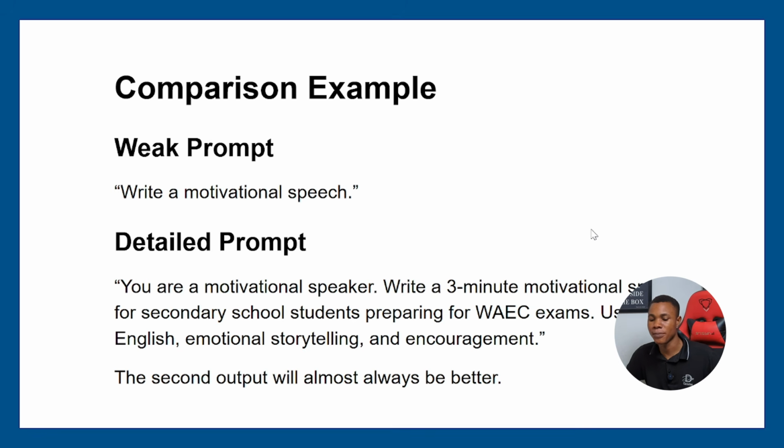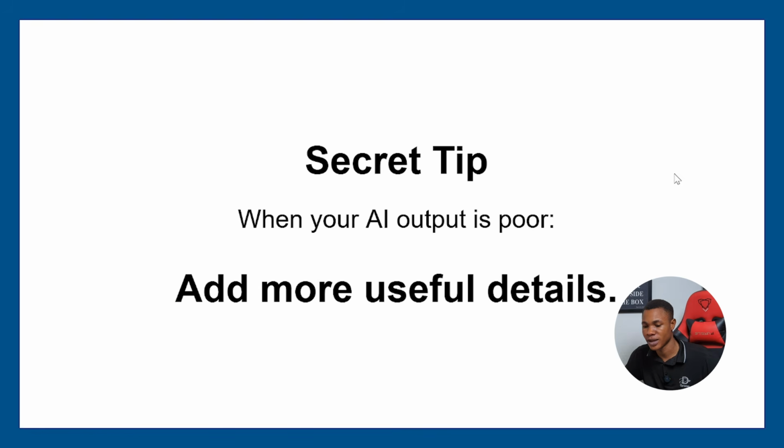So, a comparison example: let's say you say, write a motivational speech. AI does not understand that. But if you say, you're a motivational speaker, write a 3 minutes motivational speech for secondary school students preparing for WAEC exams. Use simple English, emotional storytelling, and encouragement. I have done these practicals, but I want you to do it and put the result in the comment section. Even if you're not a WAEC student, you can just do it and put the answer in the comment section, and I will see if you did it correctly.